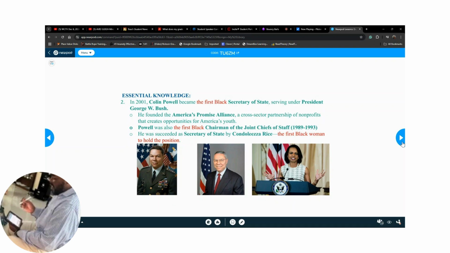That was from 1989 through 1993. He was then succeeded by Condoleezza Rice, who then became the first Black woman to hold the position of Secretary of State as well. So during that presidency, the Secretary of State was held by individuals of Black American or African American ancestry. That's both Colin Powell and Condoleezza Rice.